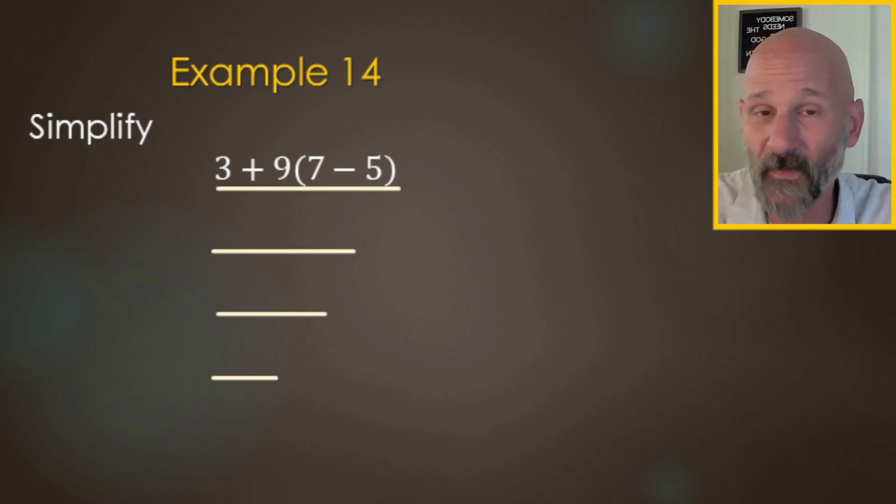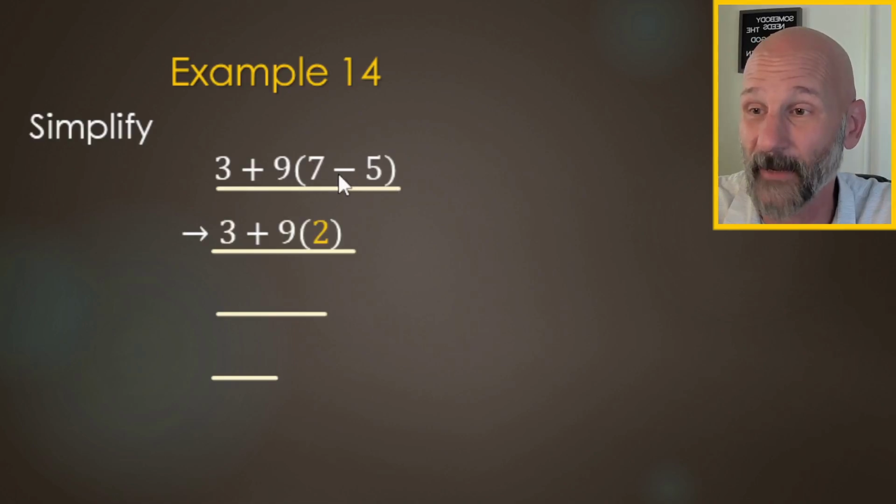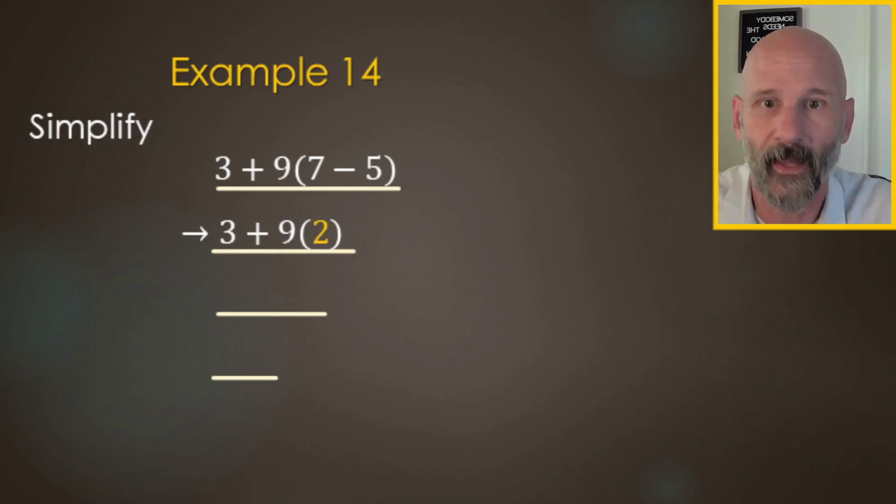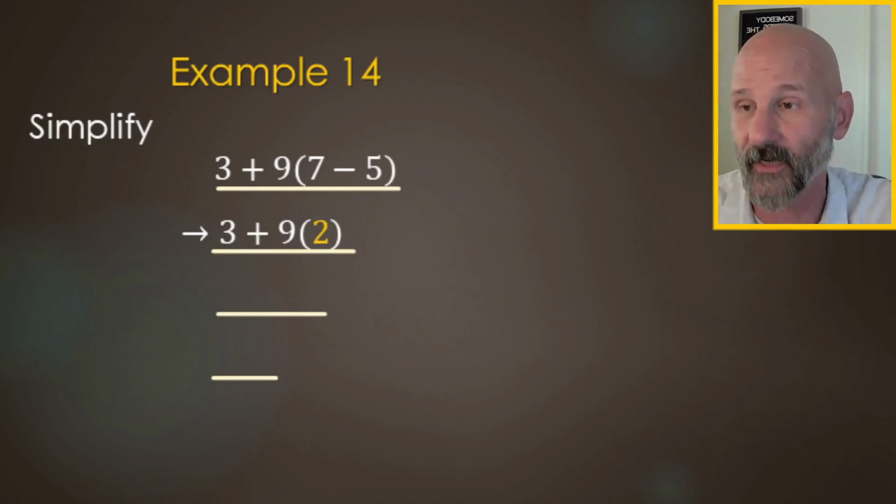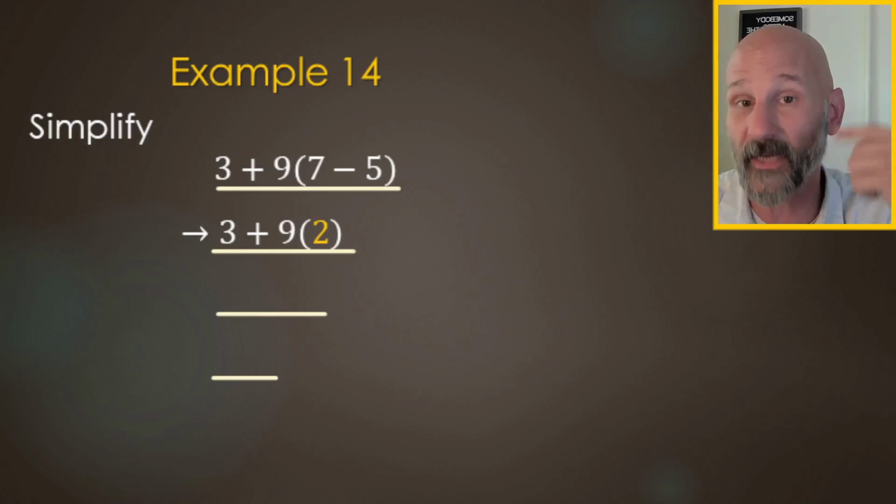Parentheses first, okay? So the 7 minus 5 goes first. In this case, we're going to leave the 3, the plus, and the 9, and do the 7 minus 5 first, okay? So 7 minus 5 changes to a 2. Now, some people are still going to see this 3 plus 9 and think, oh, that's what's next, because your eyes catch it. But you do have to remember, we did parentheses.